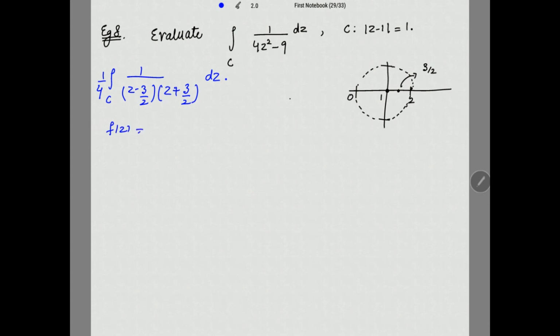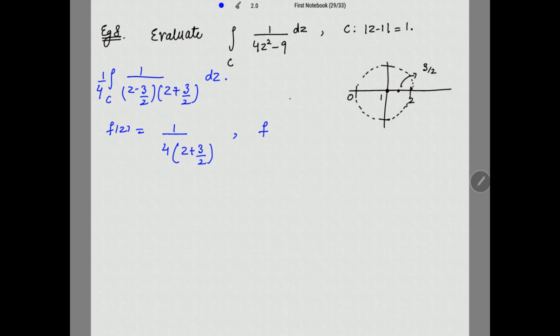Take the function to be equal to 1 over 4 (z plus 3 by 2). Why have I taken z plus 3 by 2? Because for this, z0 is minus 3 by 2 and that lies outside the circle. So I have to consider the second denominator in f(z). So my f(z) will be 1 by 4 into (z plus 3 by 2). Then what do I need? f of z0.